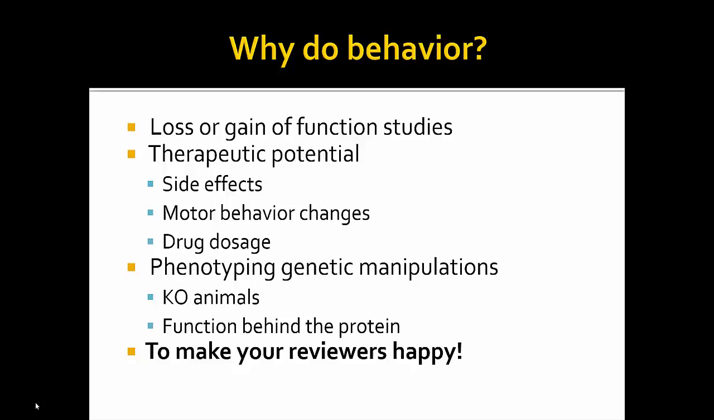And then secondly, especially when you are doing genetic manipulations, you need to know, does this knockout or knock-in have any behavior outcomes that you were or weren't expecting? And then, of course, in the end it's always to make your reviewers happy, because you want to publish your work and you don't want them to come back to say, well, is this really because of this, or is it just because they didn't want to move, you know?